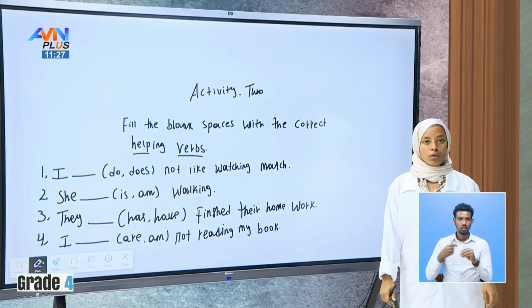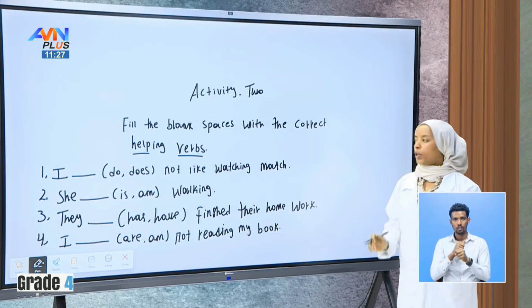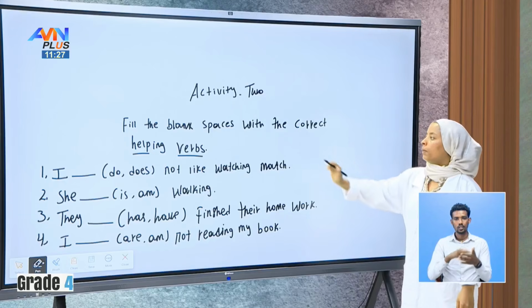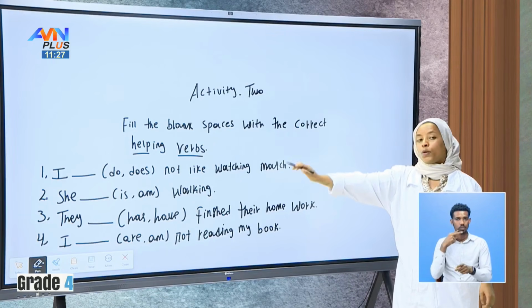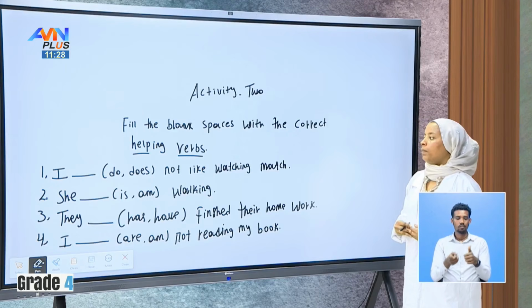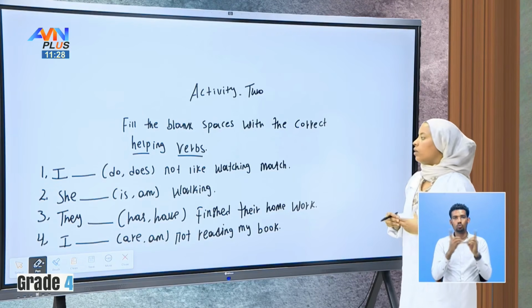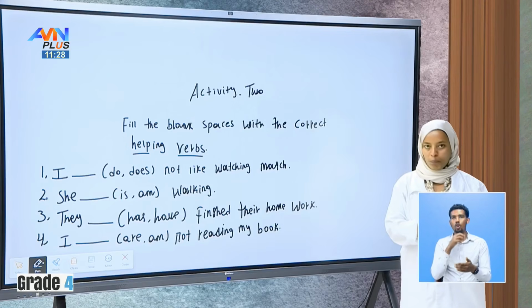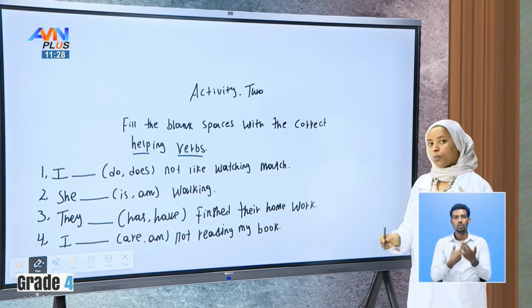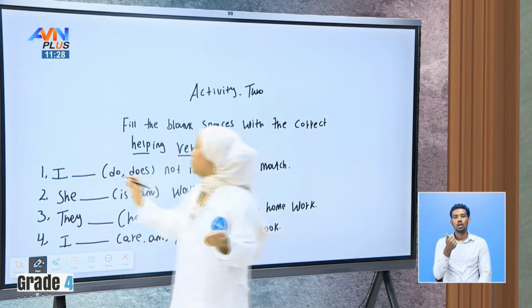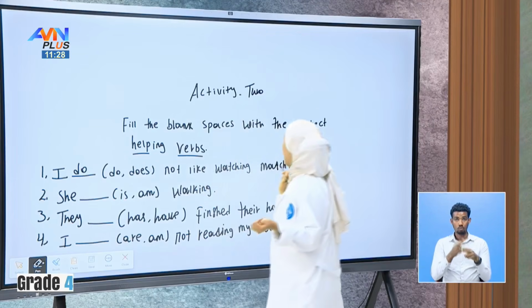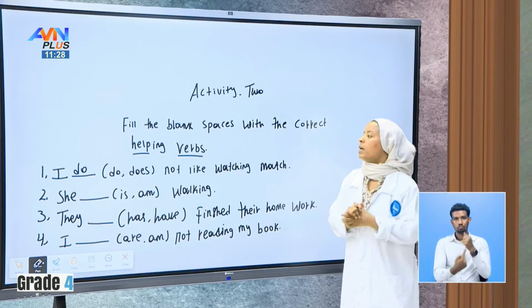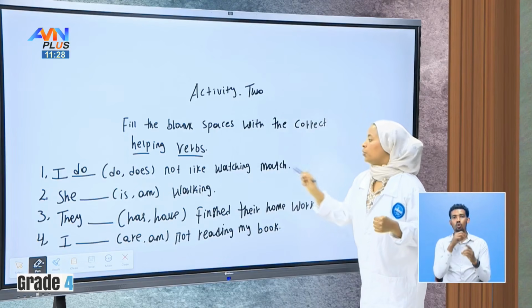Students, I hope you all have finished the questions and let me give you the correction. First, let me read the instruction. Fill the blank spaces with the correct helping verbs. You can choose from the bracket. The first one, I blank do or does not like watching match. Here I is a singular pronoun, but we can use what? Do. I do not like watching match. Did you know match? Like football match. Yes. I do not like watching match.